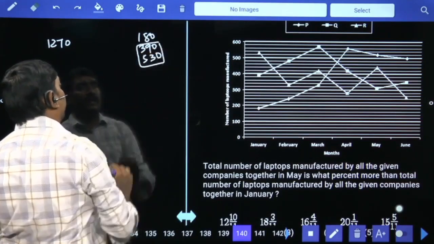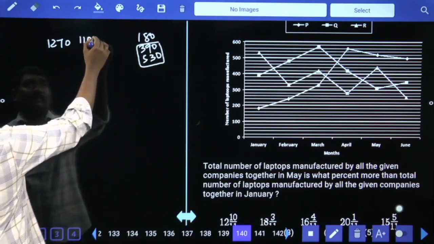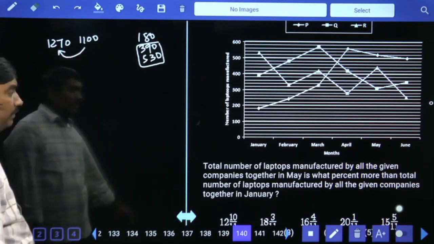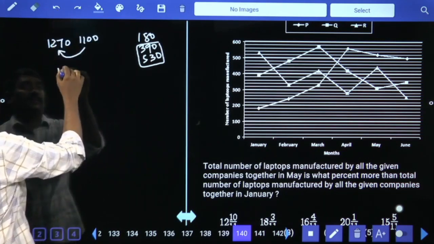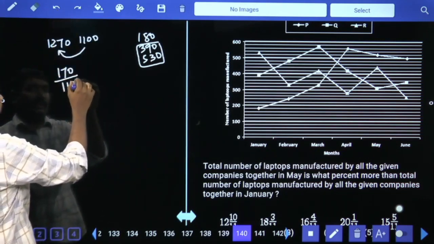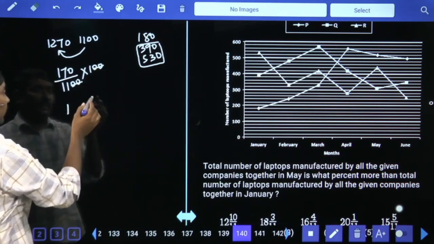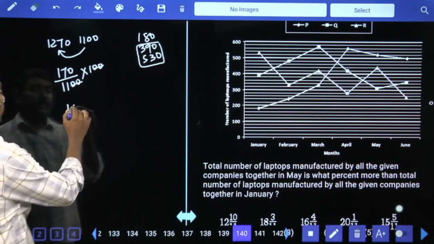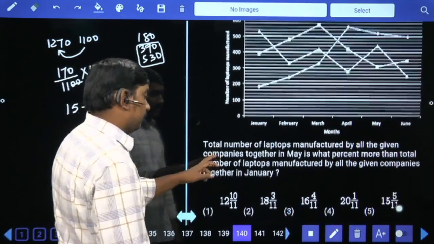390 plus 530 is 920. 920 plus 180 is 1100. Percentage more is the difference by the less value. Difference is 170. Less value is 1100, into 100. 11 ones are 11, 60. 11 fives are 55. 15 5 by 11%. Fifth option.